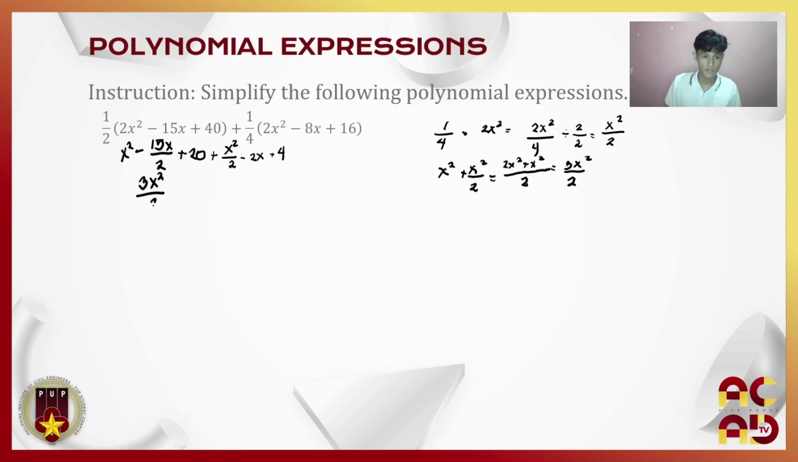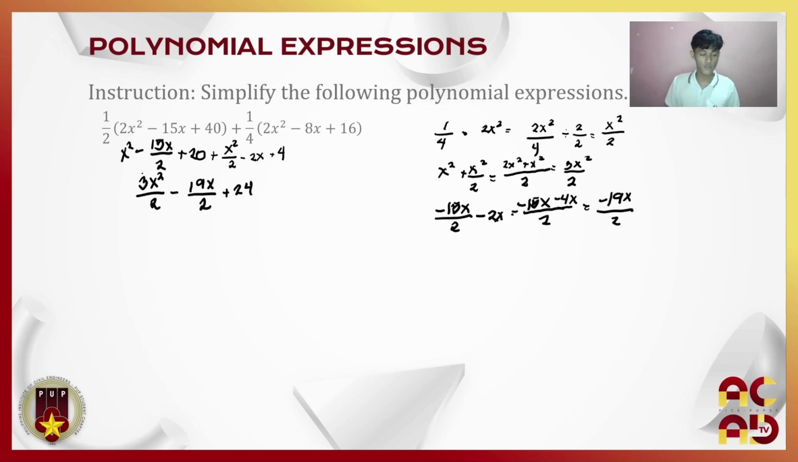3x squared over 2. And then sa second term naman tayo, so we have negative 15x over 2 minus 2x. So, ang LCD ulit natin dito is 2. And then divide natin. 2 divided by 2 is 1 times negative 15x is still negative 15x. And then 2 divided by 1 is 2 times negative 2x magiging negative 4x. And then combine the numerator, magiging negative 19x. So add yung gagamitin nating operation, but since dalawang negative ito, negative din yung sign ng sum. So input na natin siya dito as our second term. Negative 19x over 2. And then we have here 20 plus 4 sa ating last term which is just 24.